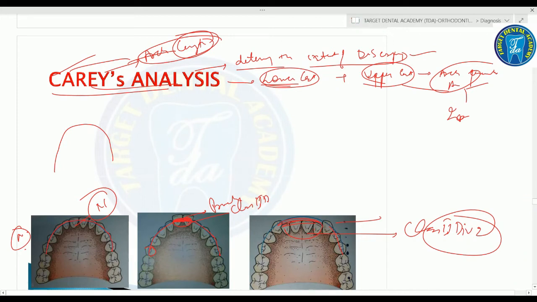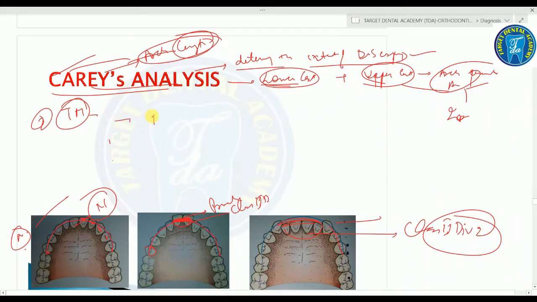Fine. So second point, this is the determination of the arch length. Second point is the determination of the tooth material, the TM. So in this you have to measure the mesiodistal width of each tooth, starting from the second molar to the second molar. So this is the tooth material.